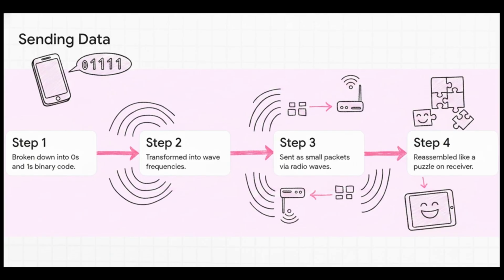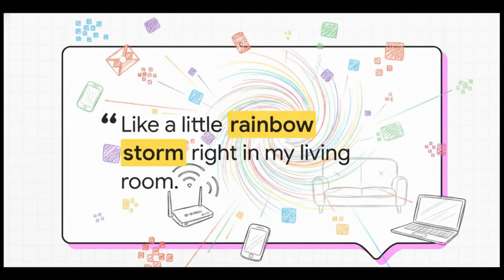Step 3. The photo is essentially chopped up into smaller pixels or little packets of data, which travel via those radio waves to your router and eventually to your friend's router. And finally, Step 4. Once it reaches your friend's device, those tiny packets are quickly reassembled perfectly, just like a giant jigsaw puzzle, so they can see the photo and have a good laugh. And literally, all of that happens in a fraction of a second. It's truly incredible to visualize, isn't it?